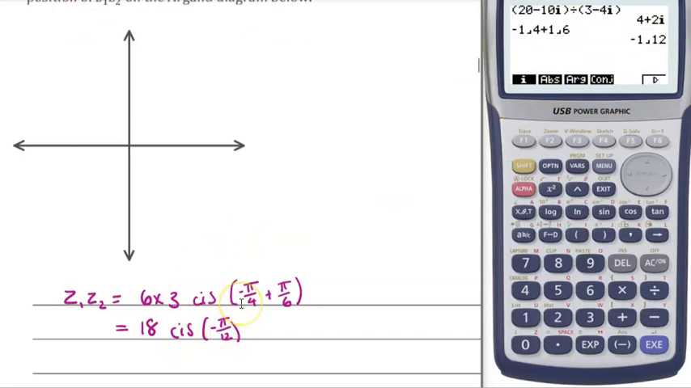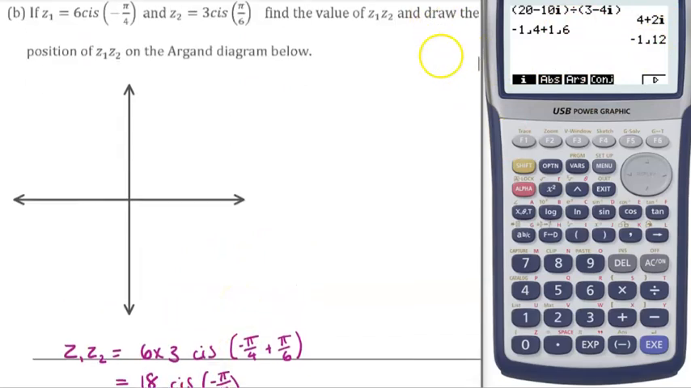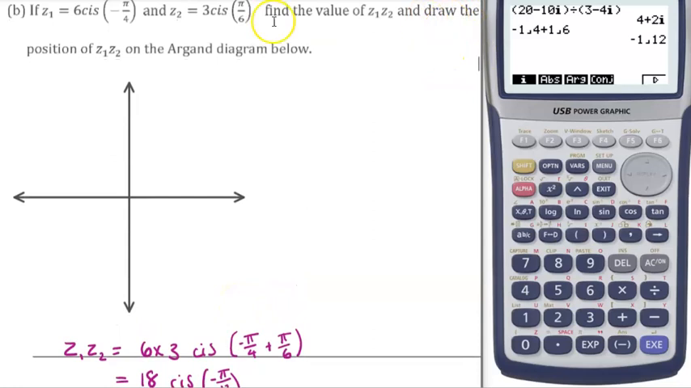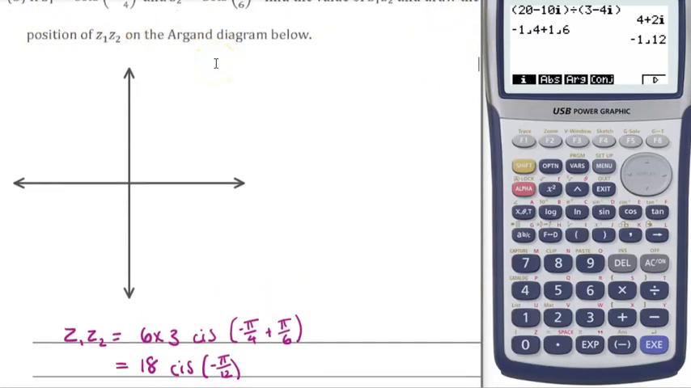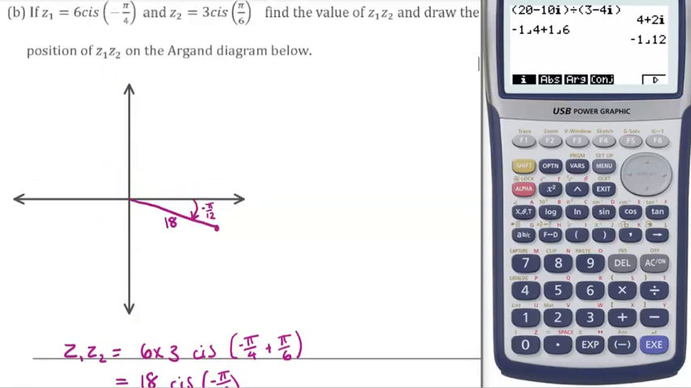Now the final thing, to make sure we don't miss anything on this question, is to draw it onto the diagram. That often gets skipped by students that are just in a hurry to get things done. So we're looking for a length of 18 for the modulus here, and the angle is minus pi by 12, so it'll be somewhere down here in this quadrant, and we're just sketching. It doesn't have to be super accurate. So here we have the position of z1 z2.